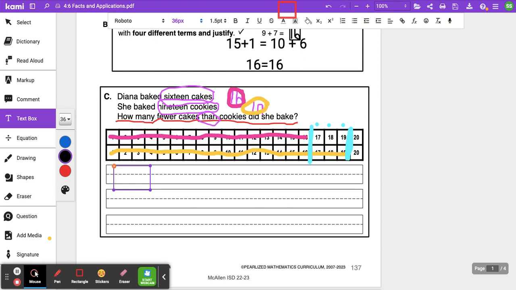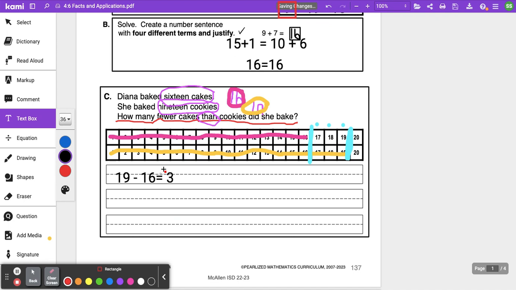When I subtract, I put the biggest number first. So we start with 19. 19 minus 16 equals a difference of 3. Here is our answer box, 3.